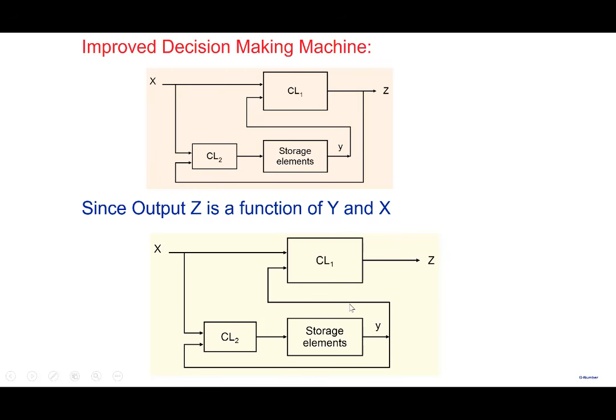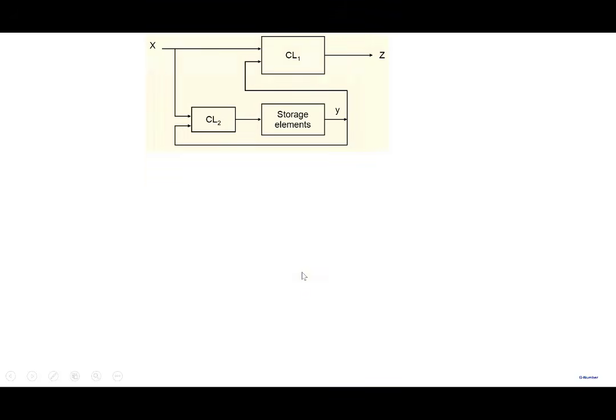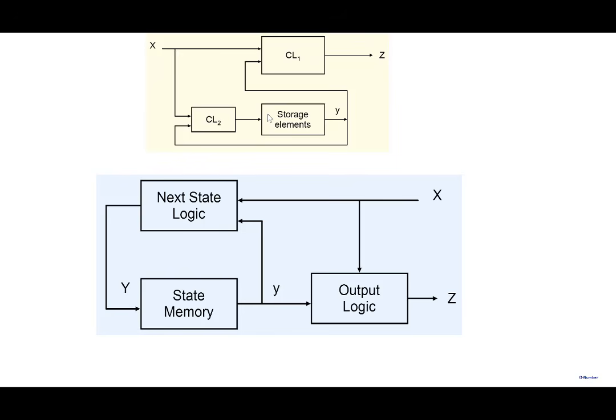So there's no loss of generality. Instead of feeding z and combining with x using CL2, you can feed in y and combine it with x and then feed it into the storage elements. So this is the way that we often conceptualize a sequential circuit, and this is the same diagram redrawn in this particular manner here.